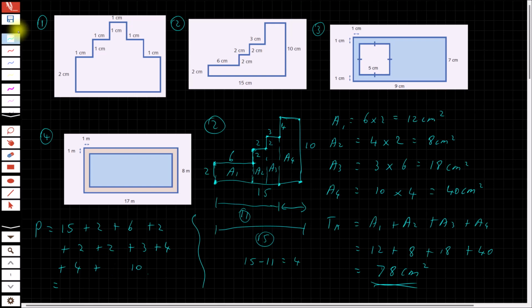So let's add all these numbers up to get the perimeter. 15 plus 2 plus 6 plus 2 plus 2 plus 2 plus 3 plus 4 plus 4 plus 10 equals 50 centimeters. So that is the perimeter of that shape. Let's rub this all out.